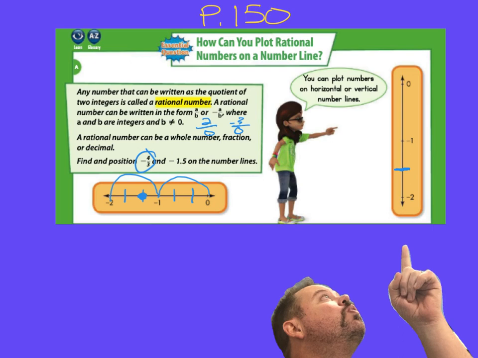But theoretically, since it's 5/10, we need 10 spots. So I would go 1, 2, 3, 4, and so on. So between -1 and -2, I have 10 equal spots. The fifth one down, which is still a half, would get there. So I have -1 and 5/10.